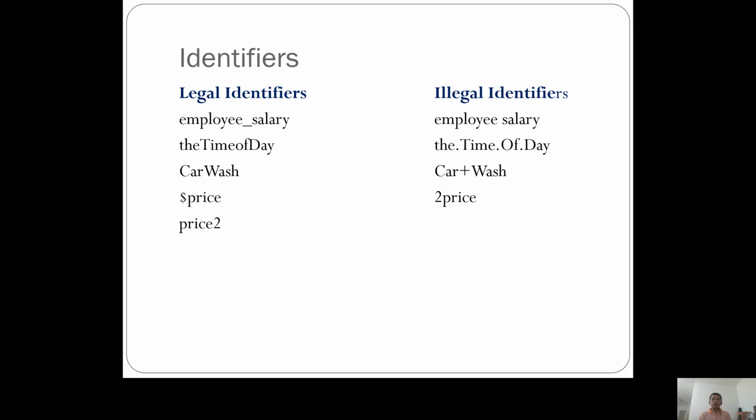It cannot be one of the following values: true, false, or null. Because these are not keywords, they are primitive values. They are reserved and cannot be used. When naming class identifiers, it is good practice to begin the name with a capital letter.